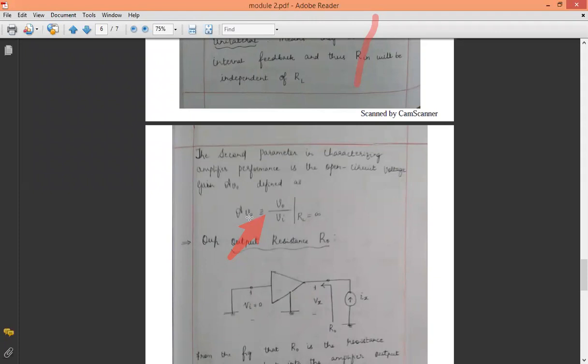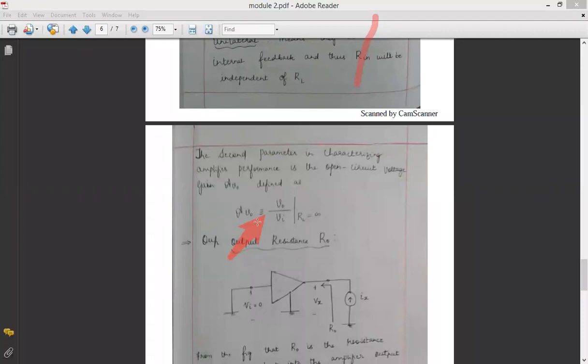It represents open circuit. Open circuit means removal of RL, or setting RL to a very, very high value. RL very high means it results in an open circuit. When the resistance is very high, the current is very small, because the voltage is I into R and the resistance value is very high. So the voltage is represented as the open circuit voltage.